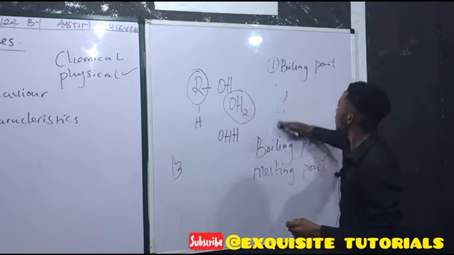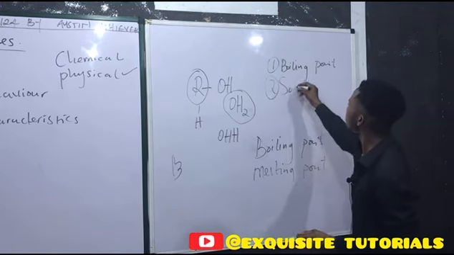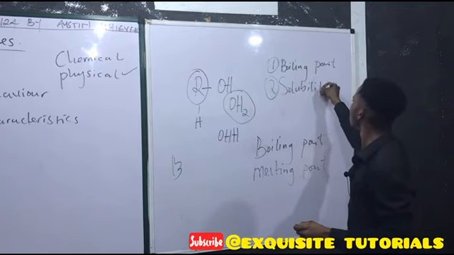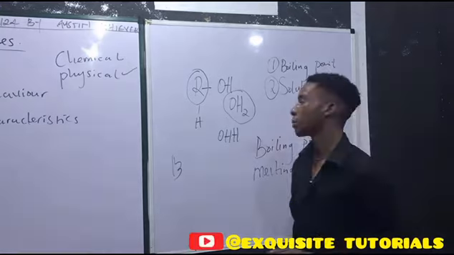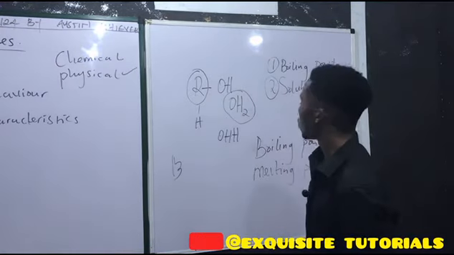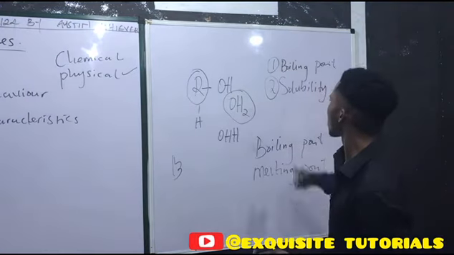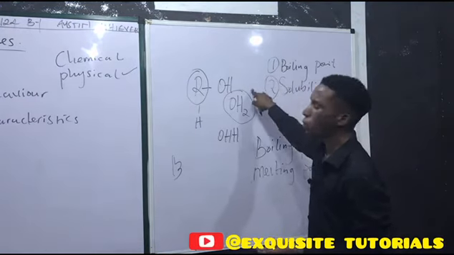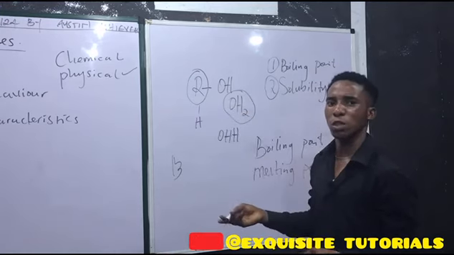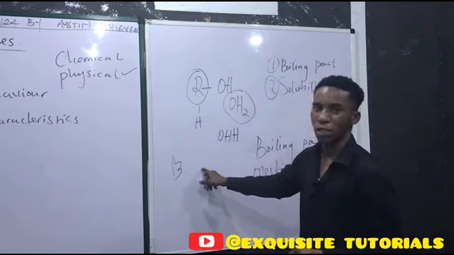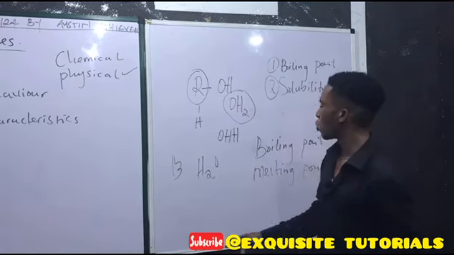Let us look at solubility. What is solubility? Solubility is the property of a compound to dissolve in a solvent. What is this solvent we are talking about? We refer to the solvent in chemistry as water. The ability to dissolve in a solvent.